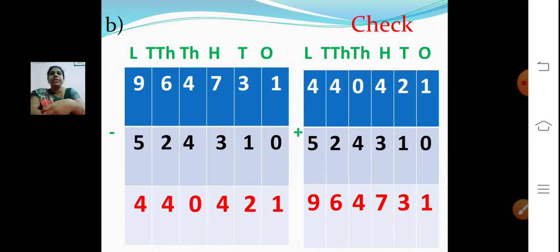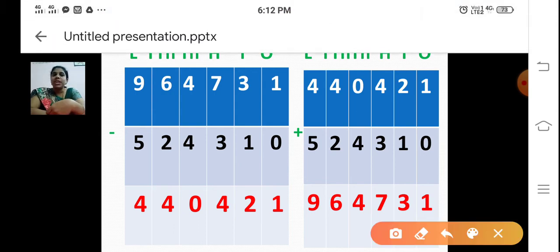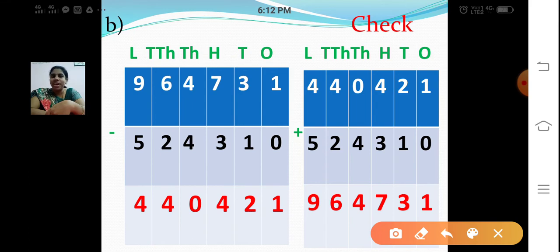We'll see one more sum. So we are going to subtract 9,64,731 minus 5,24,310. Shall we subtract this? After this we are going to do checking, right? So let's subtract the two numbers now.